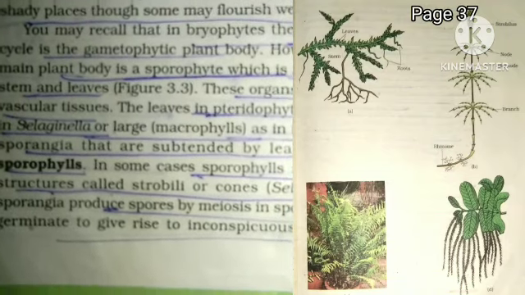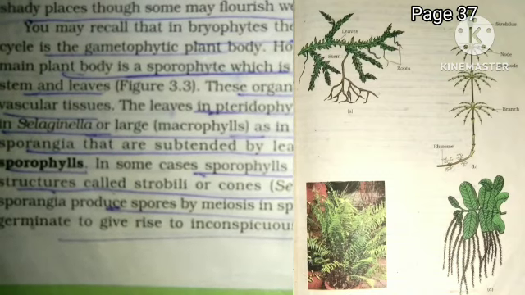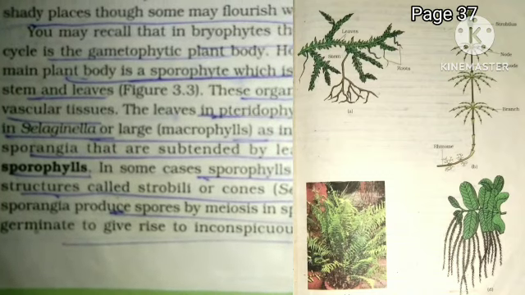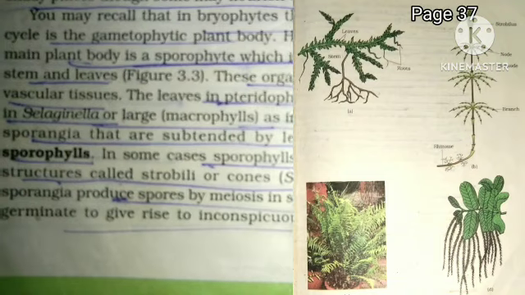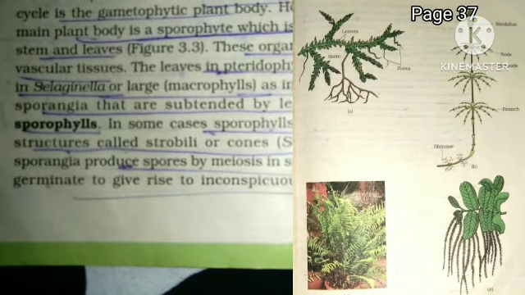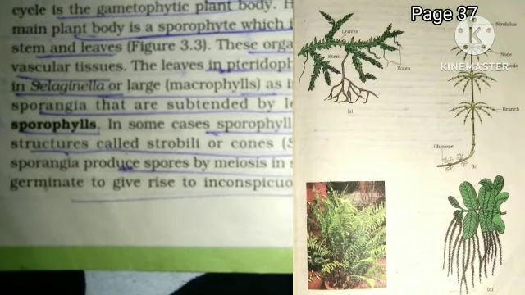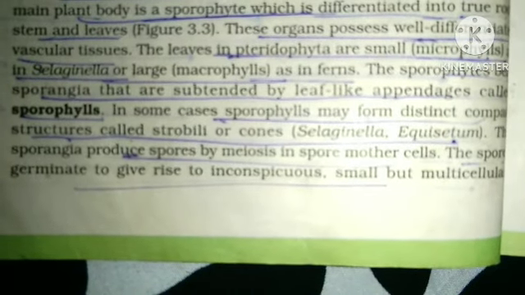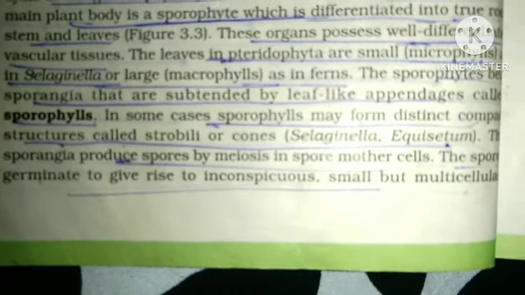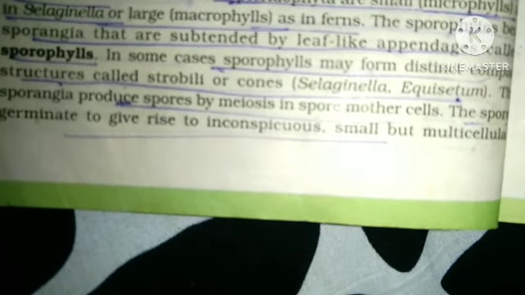The leaves in pteridophytes are small microphylls, as in Selaginella, or large macrophylls, as in ferns. The sporophyte bears sporangia that are subtended by leaf-like appendages called sporophylls. In some cases, sporophylls may form distinct compact structures called strobili or cones. Selaginella, Equisetum. The sporangia produce spores by meiosis in spore mother cells.